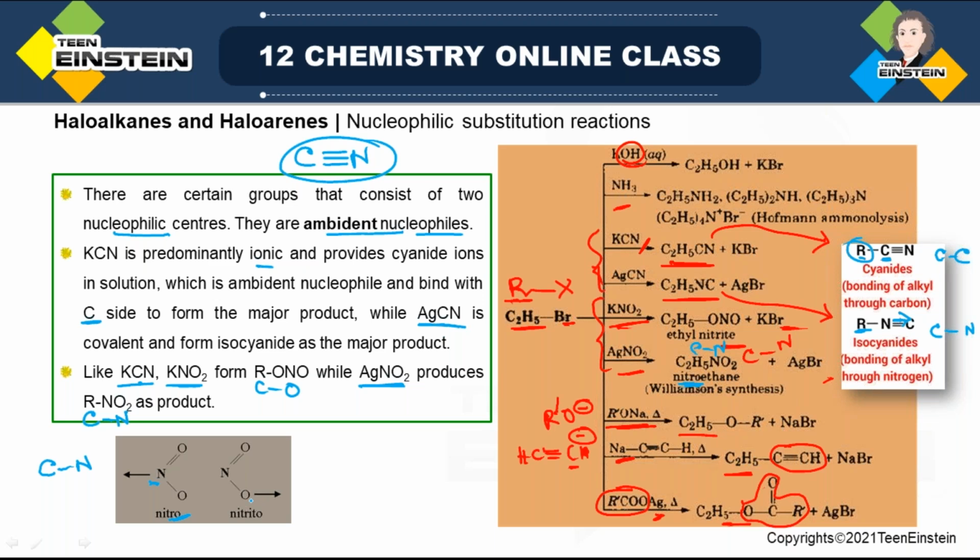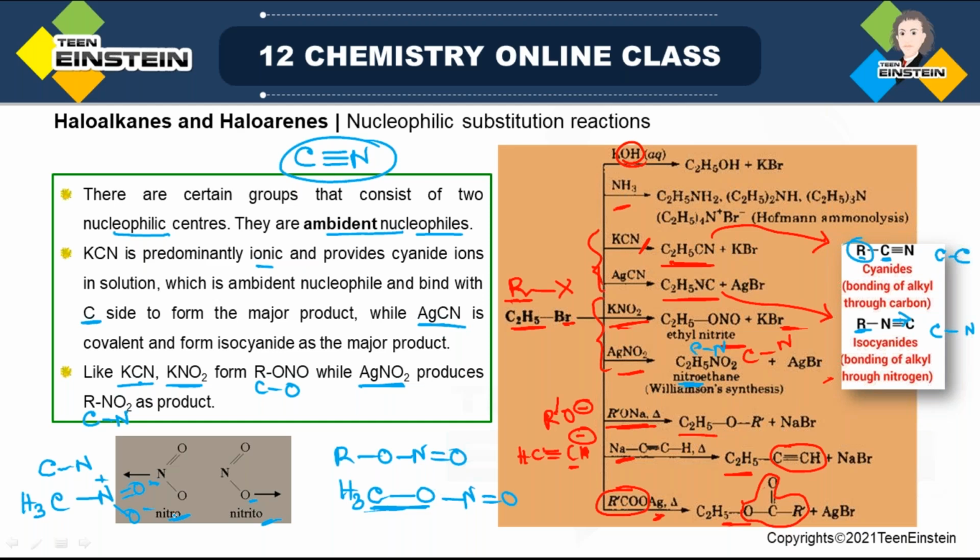But if it is attached to the alkyl group through the oxygen atom, the name is now different. It is now nitrito. So it will be like this: R O N O. Suppose the R group is methyl, it will be like this: methyl group, then O N double bond O. So here you have a carbon oxygen bond. And if it is the NO2 group, then it is like this: H3C N double bond O plus minus.